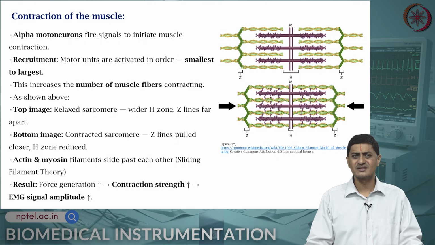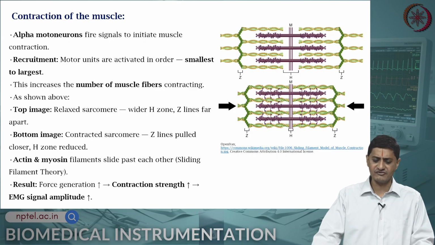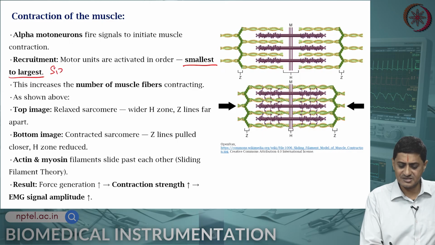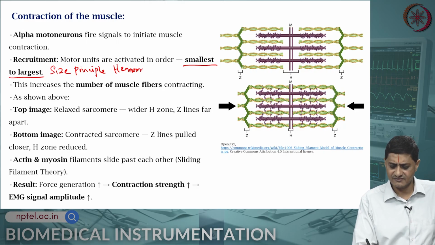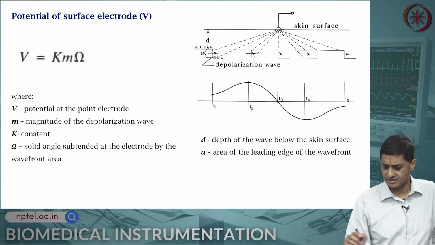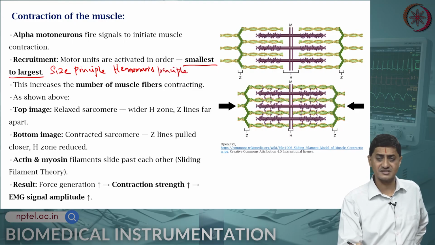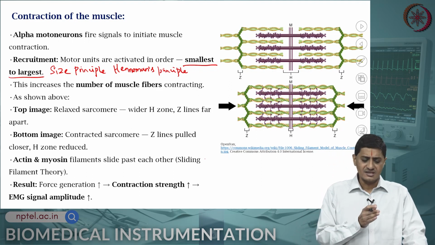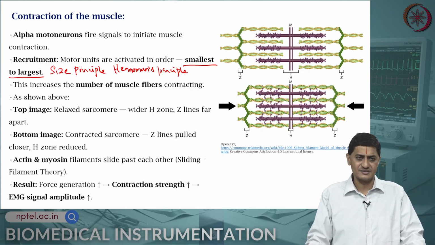Alpha motor neurons essentially fire signals to initiate the contraction of the muscle, and motor units are activated in the order of size from smallest to largest. This is called the size principle or Henneman's principle. Beyond the scope of this course, I have discussed this in my course on neuroscience of human movement. Please check the video on the size principle there. Essentially, it increases the number of fibers that are contracting as the amount of force required keeps on increasing.